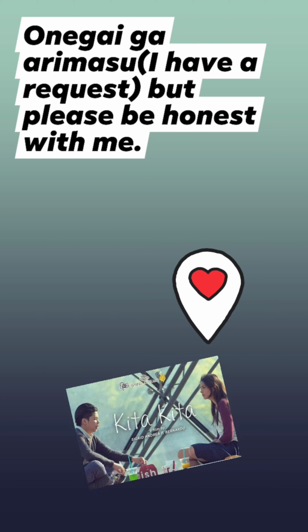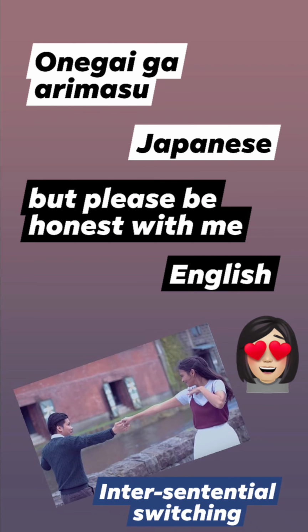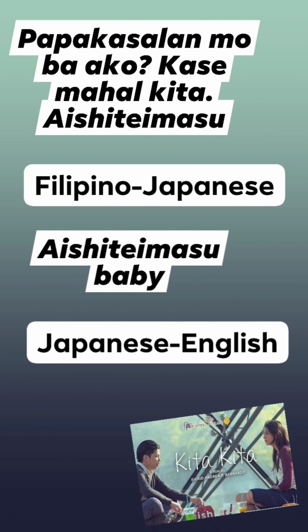The character is a Japanese who knew how to speak Japanese, English, and Filipino language. After saying, I have a request in Japanese, he switched in English by saying, but you have to be honest with me. And then later on, he used Filipino by saying, papakasalan mo ba ako? Kasi mahal kita. It is also called intersentential switching. When he said, papakasalan mo ba ako dahil mahal kita, he wanted to emphasize his love and of course, when asking a Filipina in her native language, given the fact that he was a Japanese, will surely make her appreciate him more. And also when the two exchanged I love you in Japanese, wherein both of them code switched.